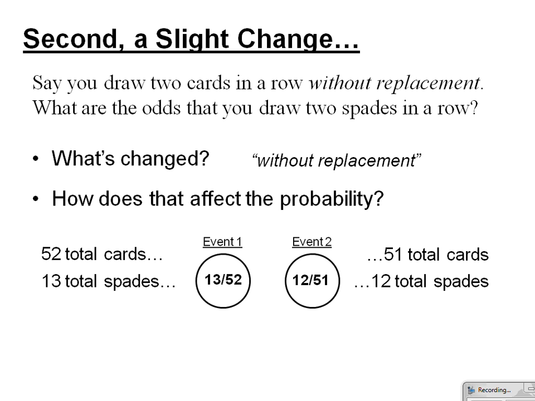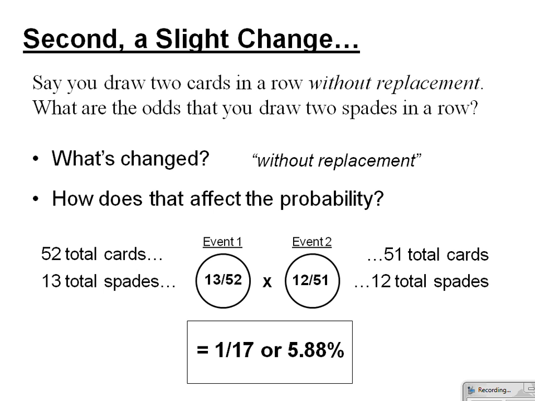But since this is still a sequence of 2 events, we take the product of the odds of each individual event to calculate the probability of the entire combined event happening. So in this particular case, we take 13/52 times 12/51, and then when we simplify that fraction, it works out to be 1/17, or approximately 5.88%. Slightly different odds than the previous outcome, where we were drawing the card each time with replacement. So now that we've changed the game to drawing the cards without replacement, it actually affects the probability.